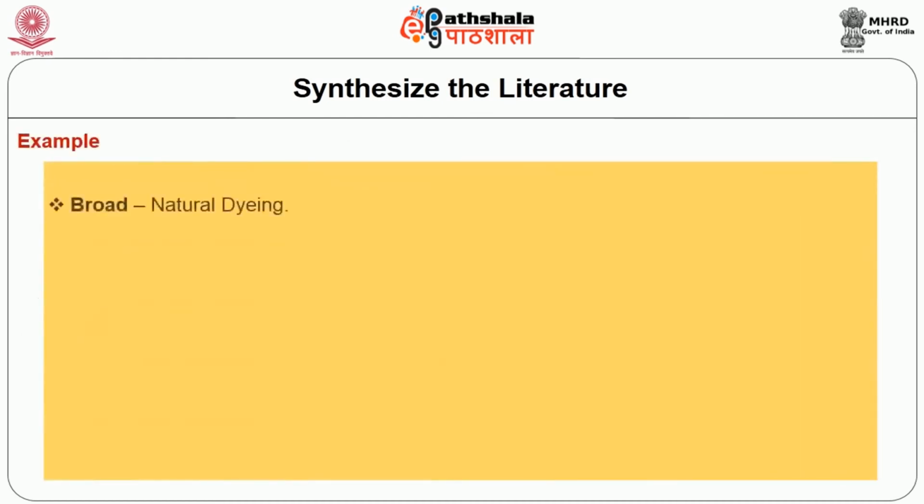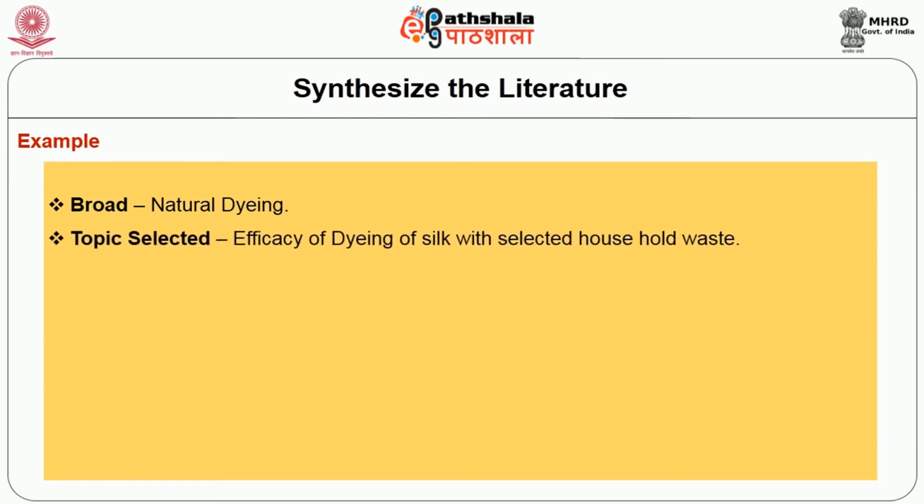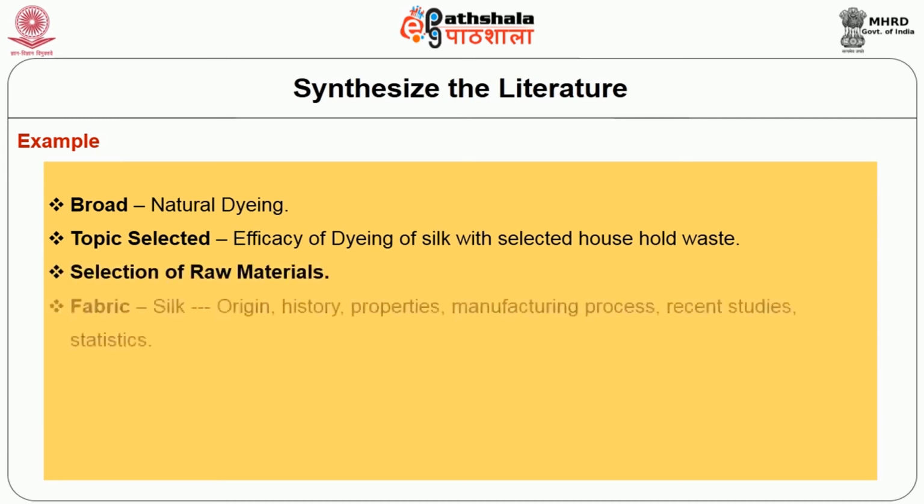Example: the broad area can be natural dyes. The topic which is narrowed down can be efficacy of dyeing silk with selected household waste. The next step will be selection of raw materials. Fabric, silk can be selected. The subheadings will be noted as origin, history, property, manufacturing processes, recent studies and statistics.